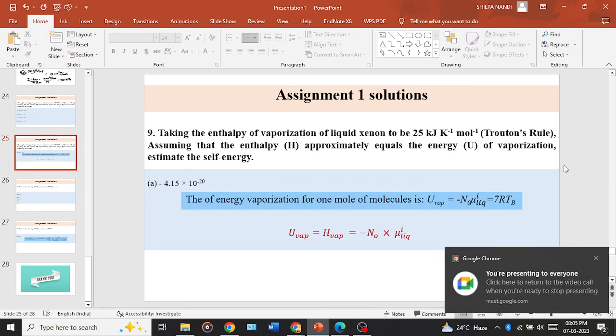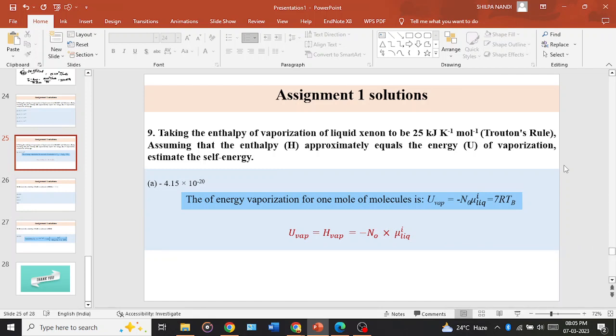So first, let us see what this is based on. The self energy of vaporization for 1 mole of molecules is given as the energy of vaporization, that is given as n naught multiplied by mu liquid. So what is this n naught and what is this mu liquid? In the question you have been asked about self energy, so this mu liquid denotes the self energy, and n naught is the Avogadro number.